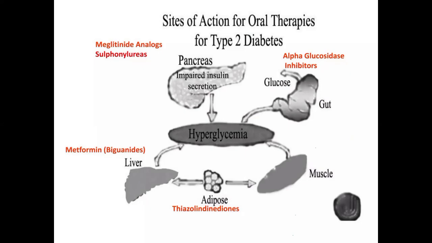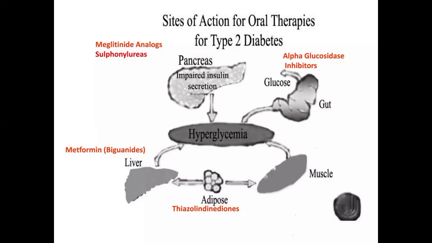The sites for the oral therapies, or the sites where diabetes is affected, are also described in this image. For example, the pancreas is affected, then the gut or muscle area is affected, then the liver is also affected in diabetes mellitus. So that was all about the sites for the oral therapies for type 2 diabetes.